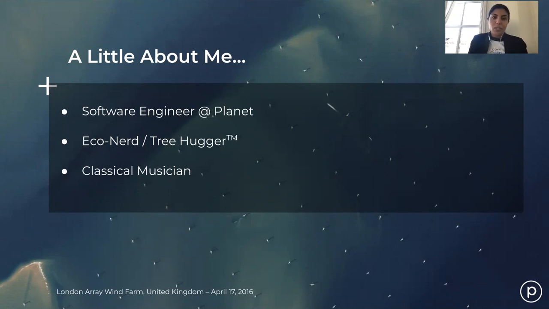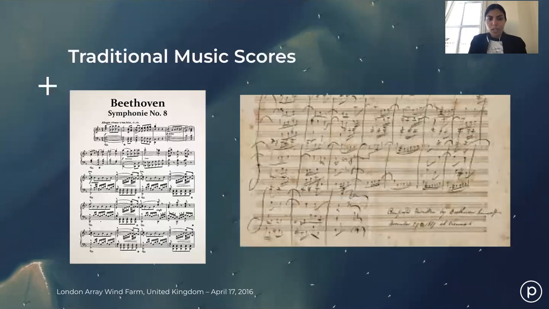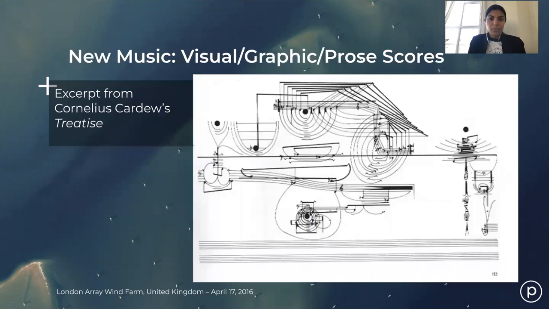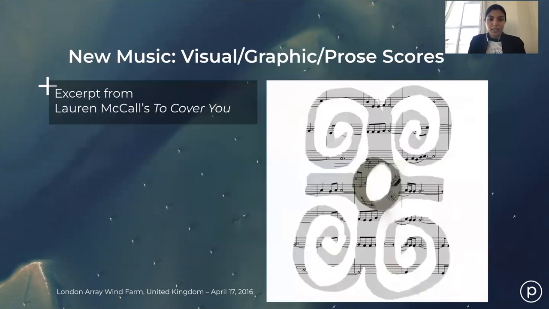As a classical musician, specifically in the Western classical tradition, a lot of the music I play looks like this. Traditional written scores with the staff. I also play a lot of contemporary music, a lot of which uses graphic scores and prose scores as a basis for improvisation. A lot of them look like this, or like this. So I had an idea.